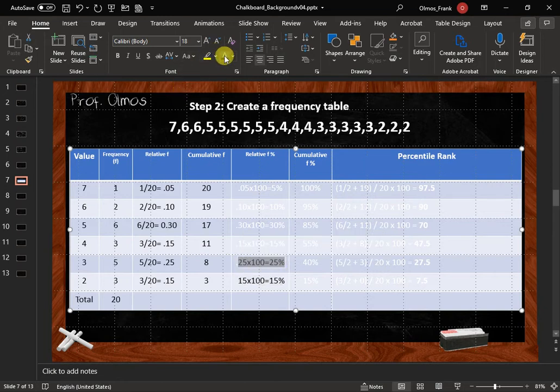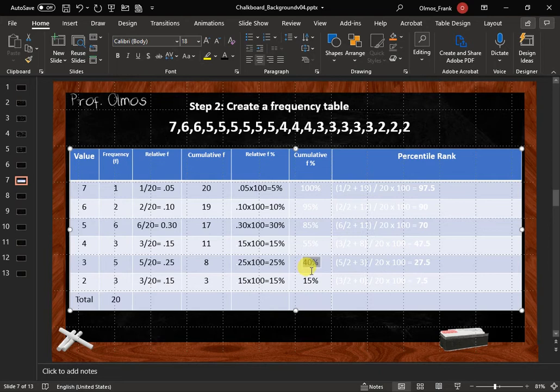Same thing with 0.25 times 100, you get 25%. And so on, and so on. That's what you do. And then for cumulative frequency, what you do is you take the relative frequency, you just do the same thing you did before for these. So you start off with 15% because that's the relative frequency percentage. And then you start just adding them up. 15% plus 25%, you get 40%.